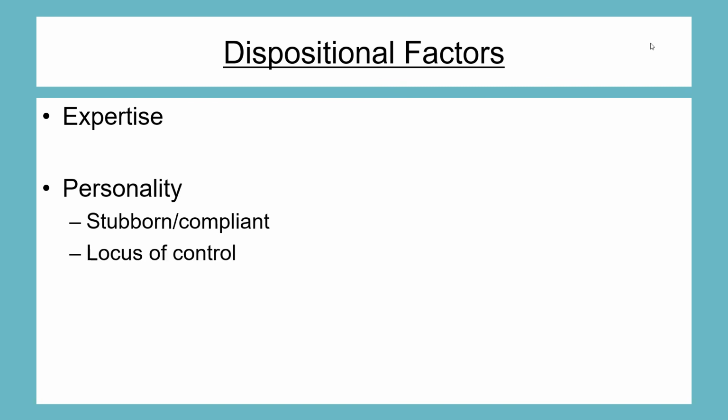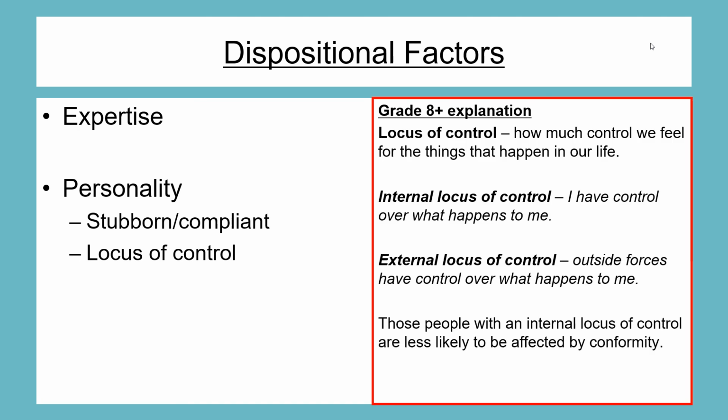But we also have the higher level knowledge of the locus of control. The locus of control is how much control we feel that we have for the things that happen in our life. And everyone has a locus of control. Some of us will have an internal locus of control, and some of us will have an external locus of control. Those of us with an internal locus of control feel quite in control of our lives, and we are therefore less likely to be affected by conformity because we're more prepared to stand up for what's happening to us. If you have an external locus of control, you are more likely to suffer from conformity.